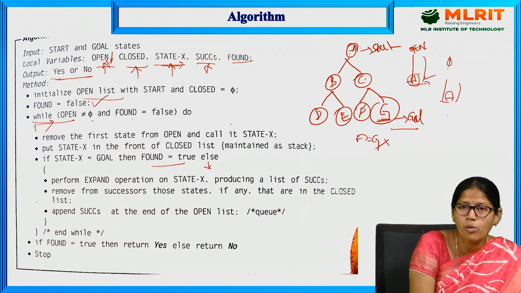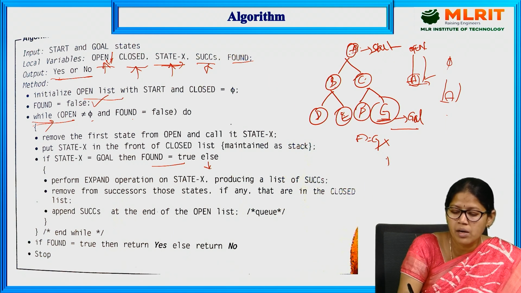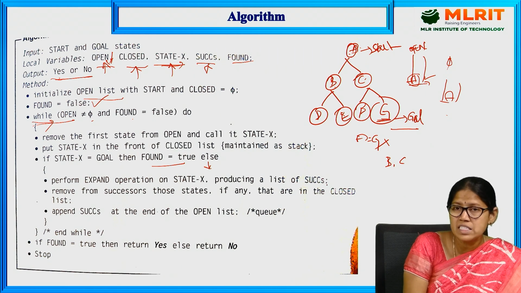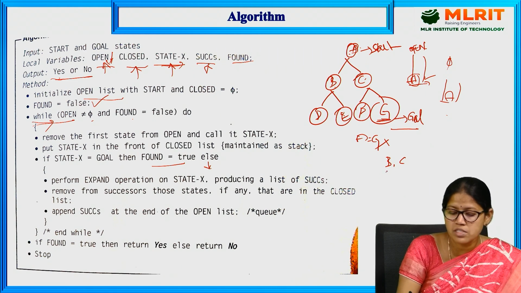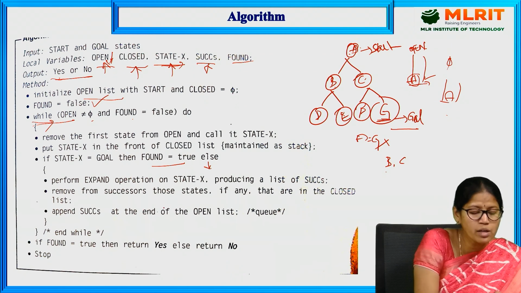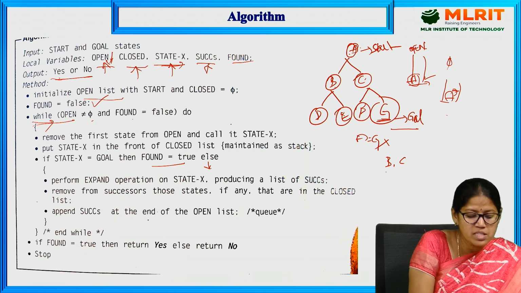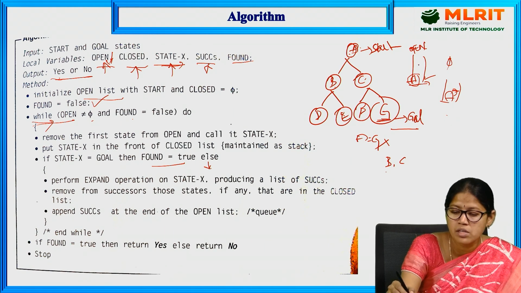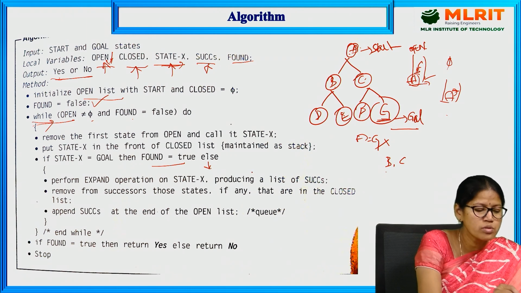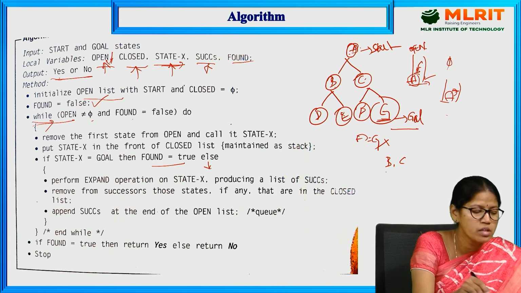Perform the expand operation on state x. When we perform the expand operation, then B and C are the successor nodes, producing a list of successors. What is the list of successors? B and C. Remove from successors those states, if any, that are in the closed list. There are no nodes in the closed list. Append the successors at the end of the open list. So B, C. Then again it goes to the while loop. Open not equal to empty and found equal to false: true. Then it goes into the loop.